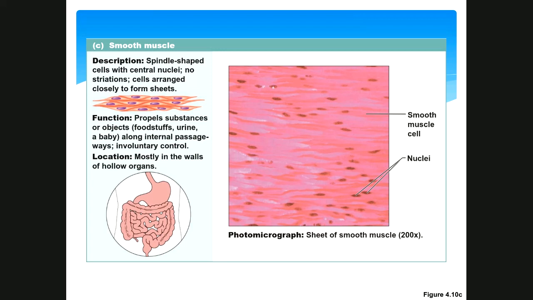And then here we have smooth muscle. Smooth muscle is called that because it's not striped. It's not striated. In fact, when you look at the cells, they're fat in the middle and they're tapered on the ends. You can kind of see these tapered ends in here. If we blow it up a little bit, you'll be able to see them better. You can see them in this drawing over here. They look a little bit like canoes.